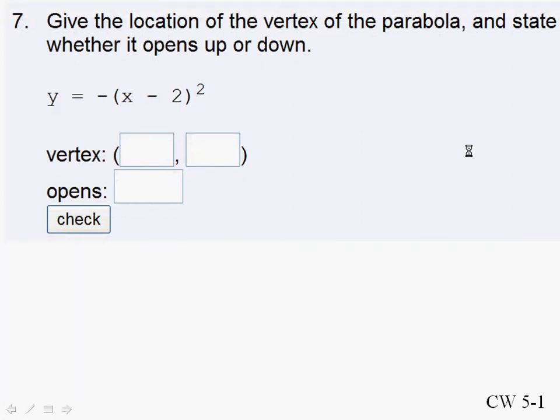For number 7, same type of question, asking for the vertex and to state whether it opens up or down. This negative here is the same thing as saying negative 1. We're assuming that's a 1. So this is going to open down. Our vertex is at h, k, so here's h. We have nothing for k, so this is like saying plus 0. So our k value is 0, because there's nothing there, and our h value is 2. So our vertex is at 2, 0, and the parabola opens down.